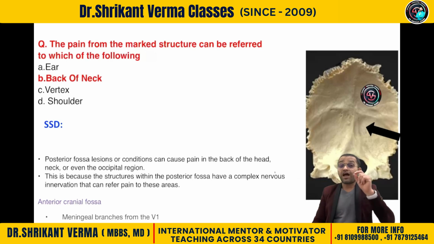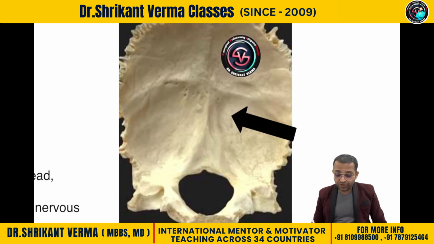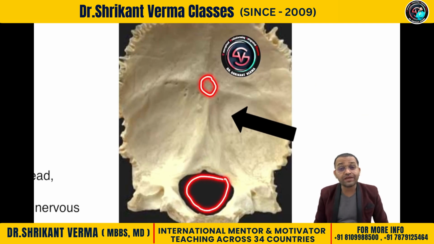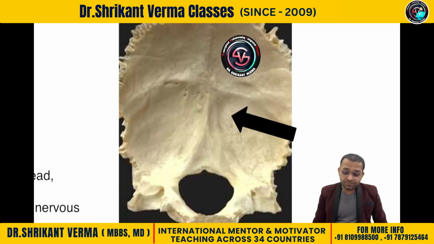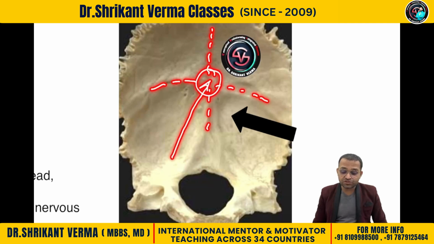In this question, they are asking about the pain from the marked structure can be referred to which of the following. So here in this image, you can observe this is our foramen magnum, and this is the torcula herophili, where the different sinuses are meeting. Do you remember Herophilus, the father of anatomy? I told you. So here you can see the position for the superior sagittal sinus, occipital sinus. Yes, there is our transverse sinus, and the straight sinus is also coming. So this is the torcula herophili.